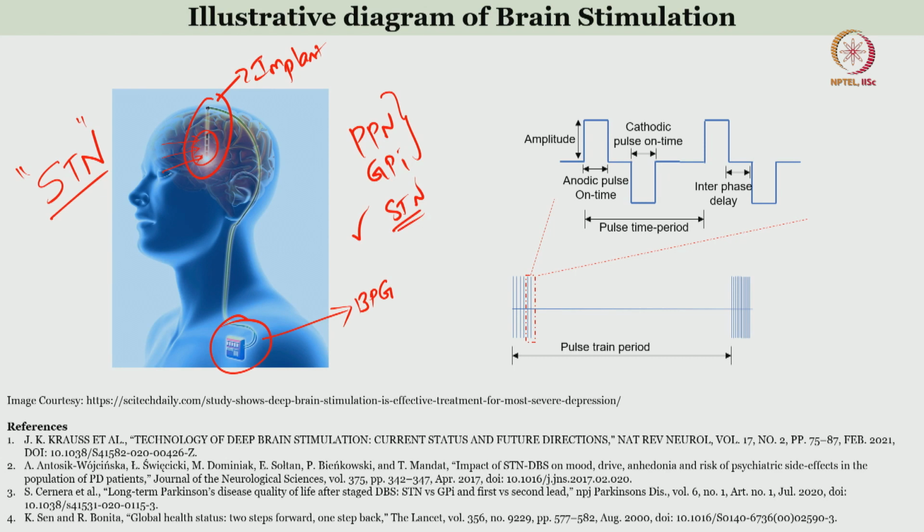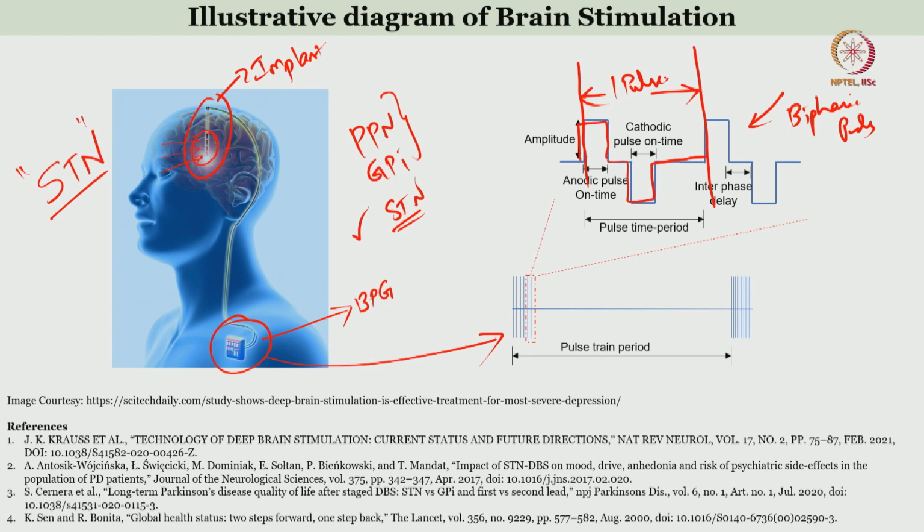What kind of electrical pulses are required for the stimulation? Let us look at it from the electrical point of view. If you look at this train, there will be pulses. Generally when I say pulses, this is a biphasic pulse. From here to here is the pulse time period. There will be an anodal pulse and a cathodal pulse. This completes one pulse, and then there is a second pulse and a third pulse, like that.